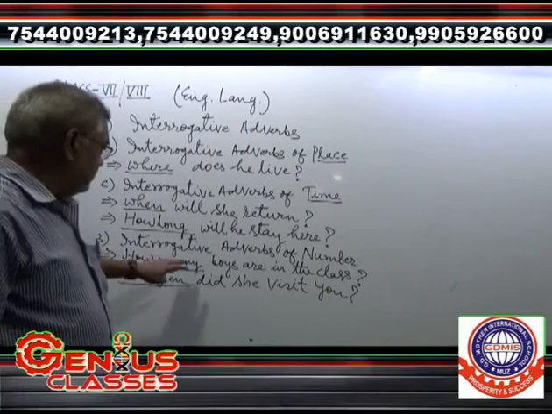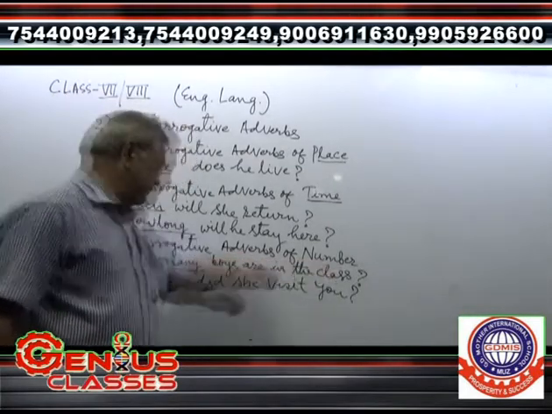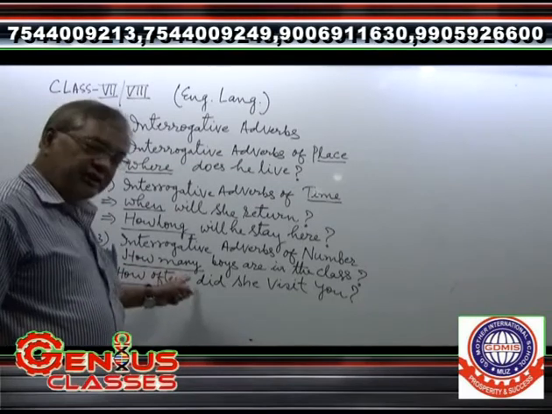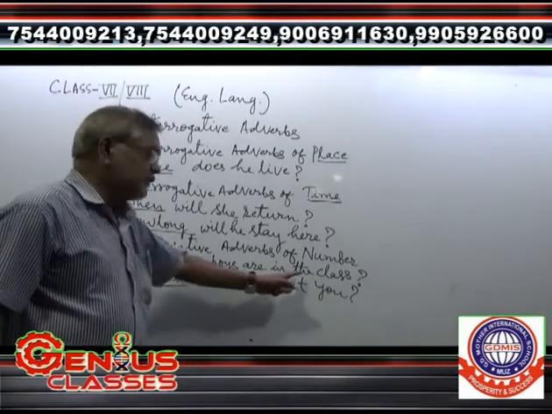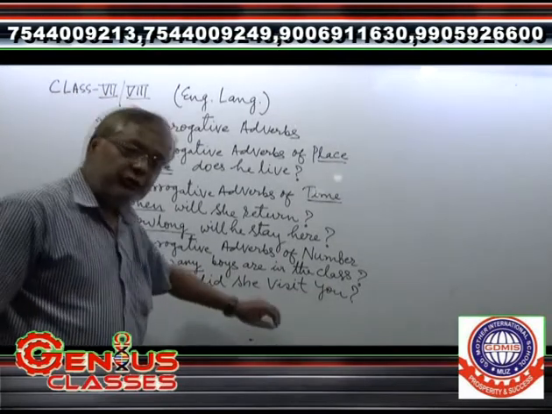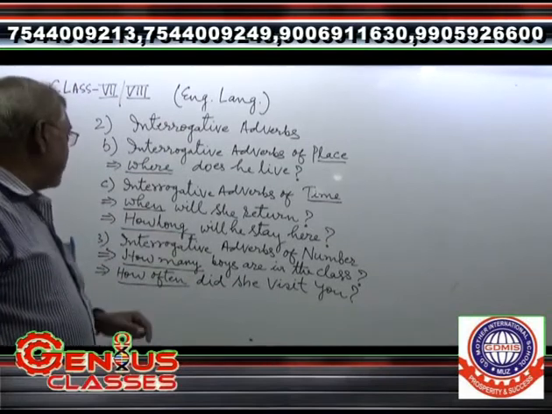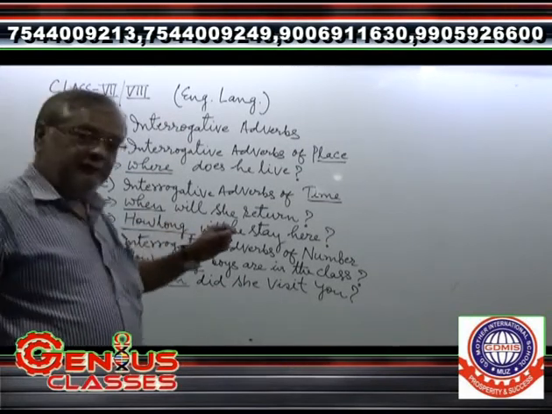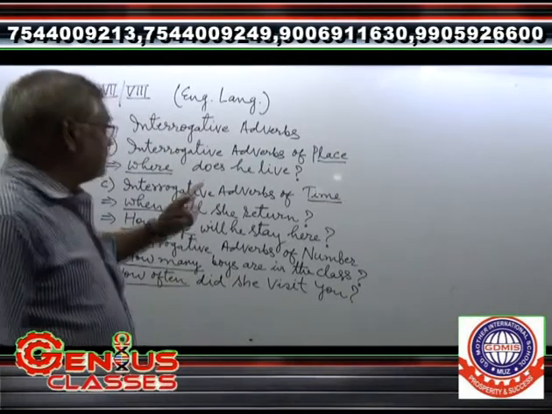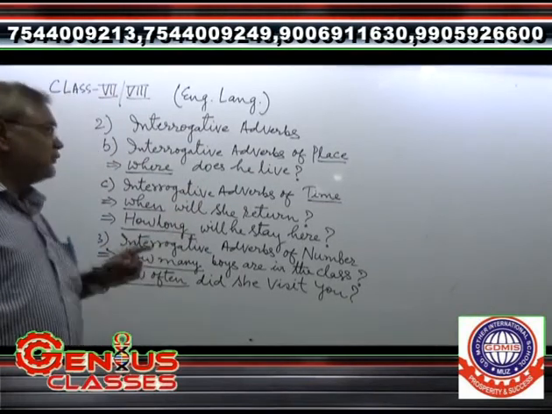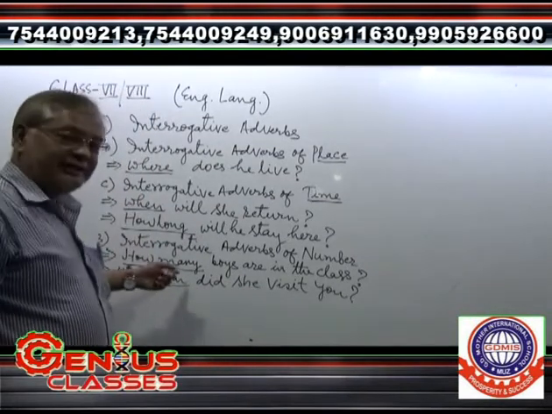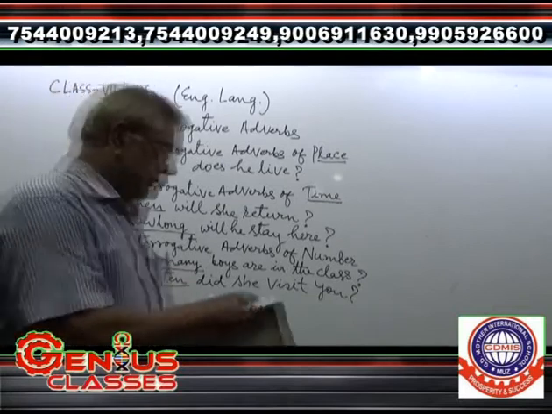Now interrogative adverbs of number show the number, that is, how many boys are in the class, and how often did she visit you. These are the interrogative adverbs under which come manner, place, time and number. They also show by asking questions, so these are adverbs. Then one more is there.